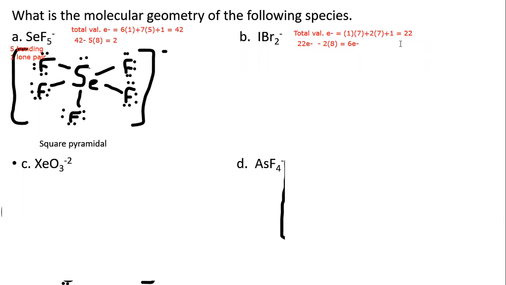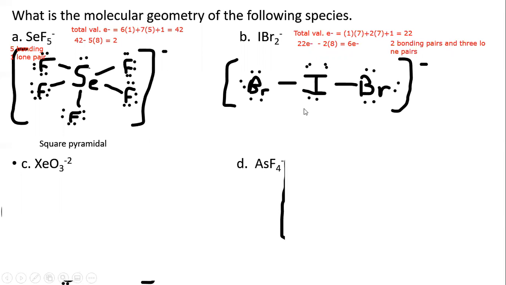So this structure would have 2 bonding pairs and 3 lone pairs. So again, this is a quick way to determine the number of bonding and lone pairs around the central atom. So now if we were to actually draw the Lewis structure, it would look like this. Just as we predicted, 2 bonding pairs, 3 lone pairs.